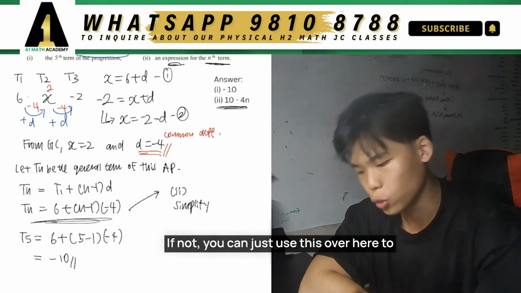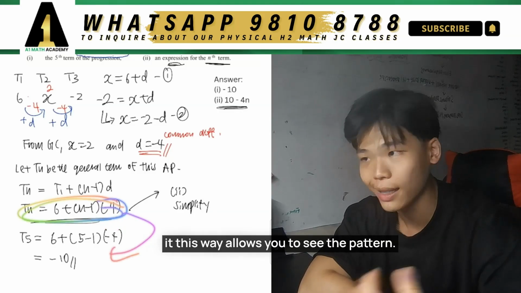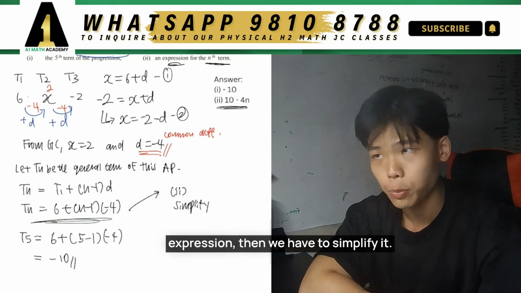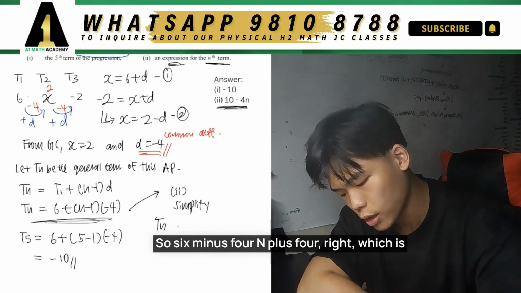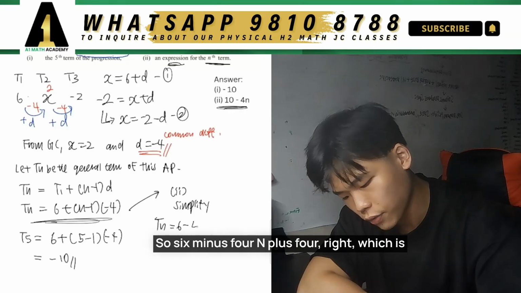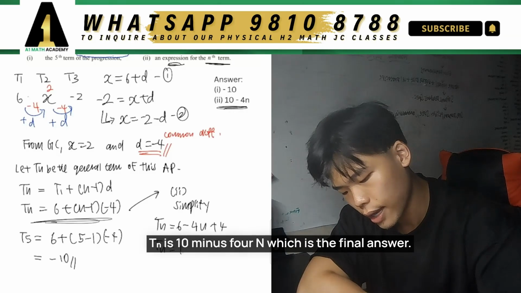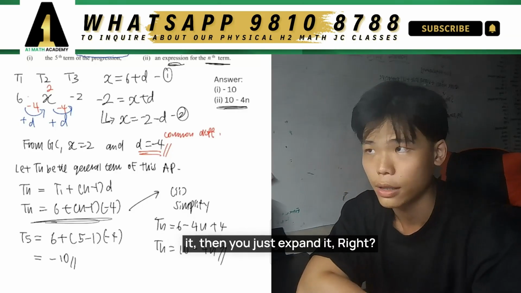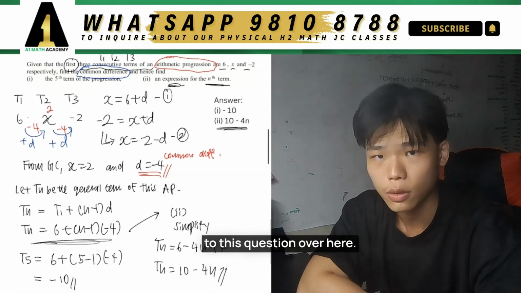If not, you can just use this over here to help you calculate this, because writing it this way allows you to see the pattern, right? But of course, if they want the full expression, then we have to simplify it lah. And what I mean by simplify this is just expand this. So 6 minus 4n plus 4, right? Which is Tn is 10 minus 4n, which is the final answer. So when you have to really simplify it, then you just expand it, right? If not, all in all, this is the answer to this question over here.